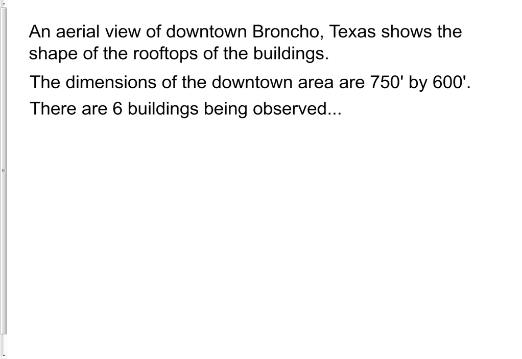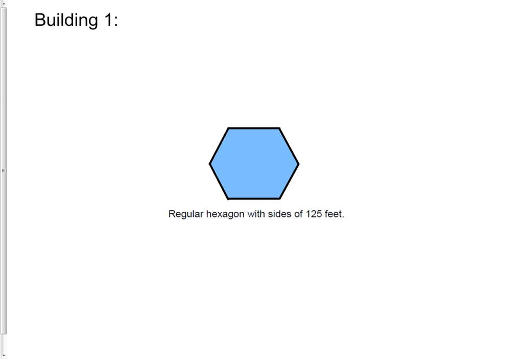Okay, and there are 6 buildings that we are going to place in downtown Bronco, Texas. So please copy down the diagrams. Building number 1, when viewed from above, is going to appear as a regular hexagon, and the sides of this regular hexagon are 125 feet each. Press pause if you need more time to copy these diagrams. There's not a lot on each slide, so I'm going to be flipping the pages fairly quickly.